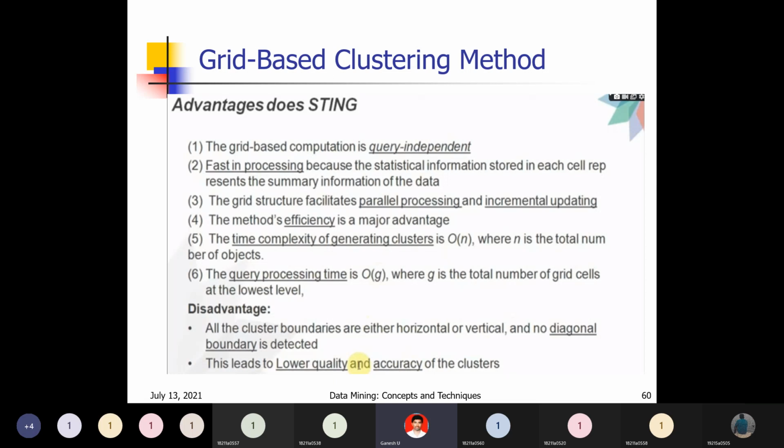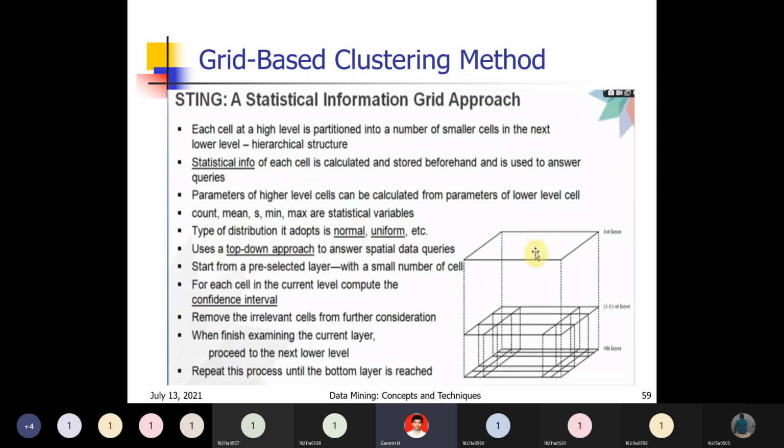You can see the figure, you can observe clearly. So see the figure here. In this figure, at the top you can observe the square. In the next level, it is divided into two parts. In the next level, again 8 parts, 4 parts, like that. If you take this figure, in the higher level, there is a single square.